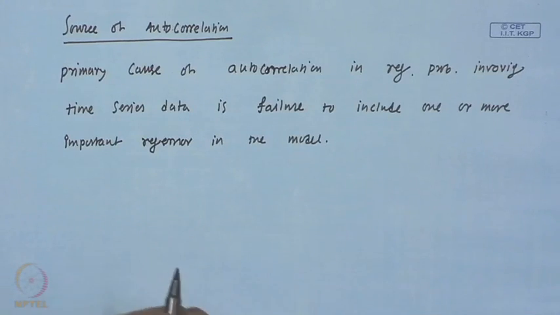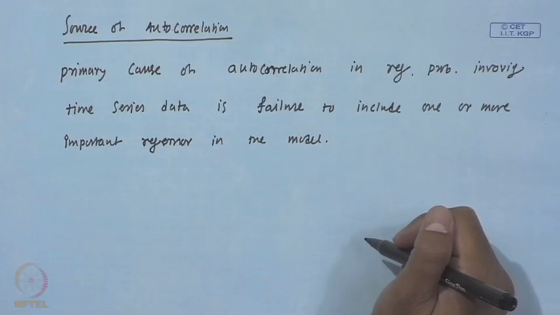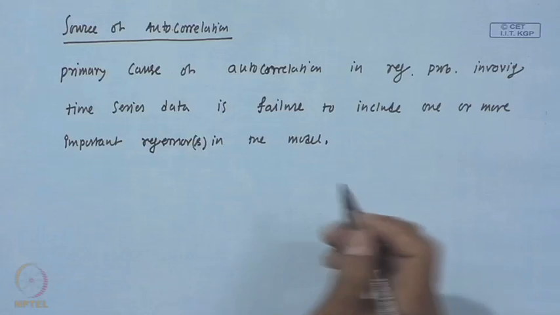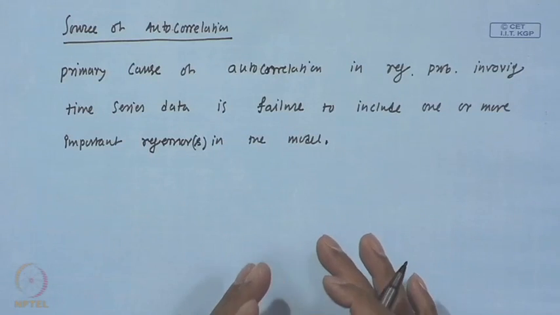Okay, so it says that the primary cause of autocorrelation in regression problems involving time series data is failure to include one or more important regressors in the model. What do we mean by this? Let me consider the example of soft drink concentrate data. There we are trying to regress the sales amount on the amount of expenditure for advertisement. But the population grows over time, and this growth in population has influence on the sales amount.